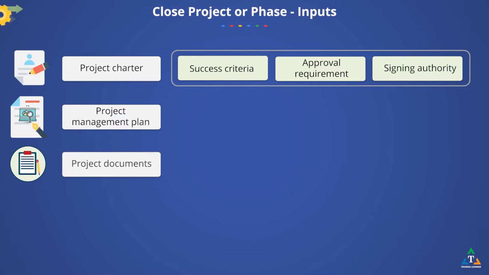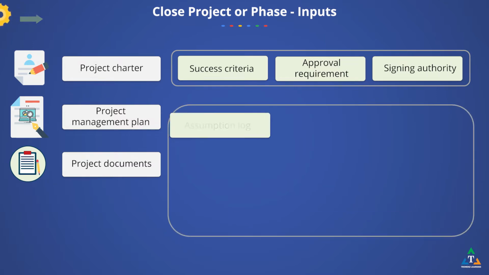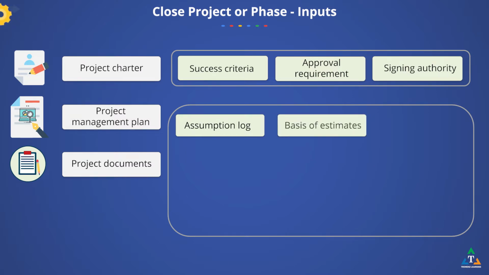Project documents that may be inputs for this process include the assumption log, which has a record of all the assumptions and constraints that guided the technical specifications, estimates, schedule, risks, etc. The basis of estimates is used to evaluate how the estimates of durations, cost, resources, and cost control compare to the actual results. The change log contains the status of all change requests throughout the project or phase.